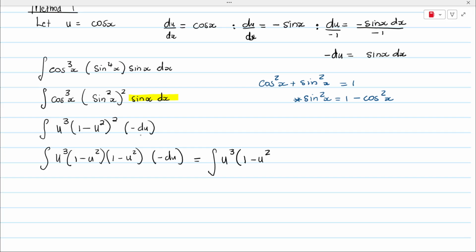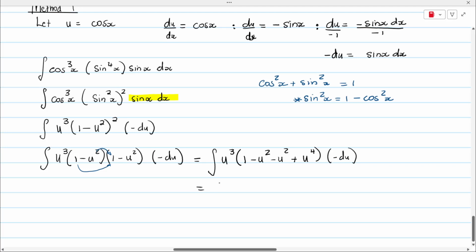So the first part, let me do this so that I can follow. 1 times 1 is 1. Negative u squared times 1 is negative u squared. So the second part, it's negative u squared times 1, which is negative u squared. Okay, so negative multiplied by negative is a positive. Then u squared multiplied by u squared. When the bases are the same, I add the exponents. So this will be u exponent 4, close bracket. I put back my negative du sign.